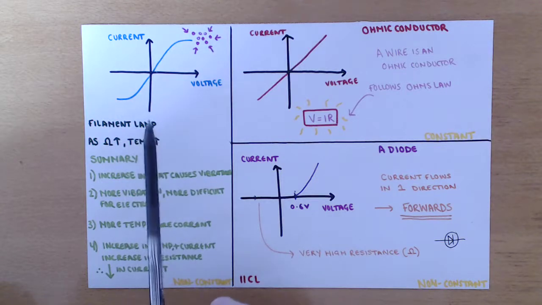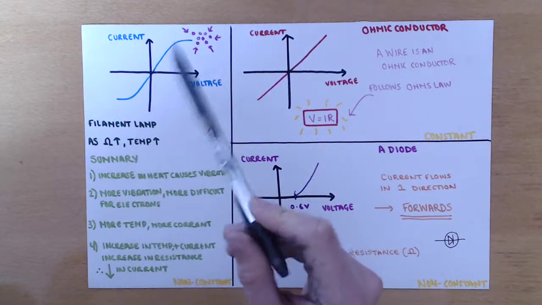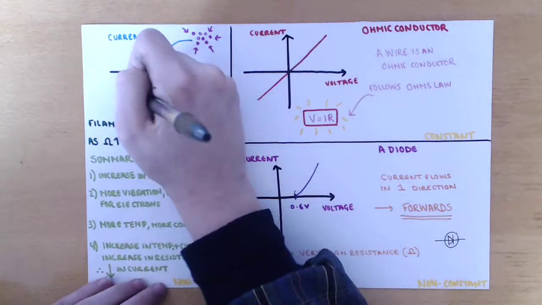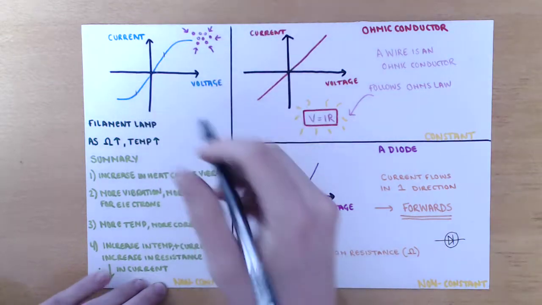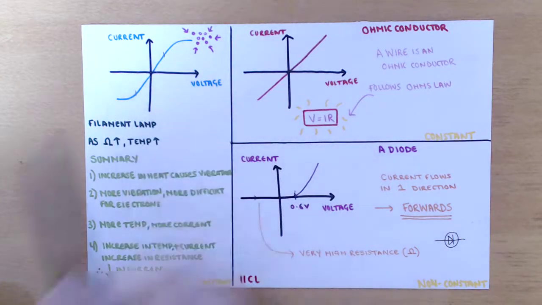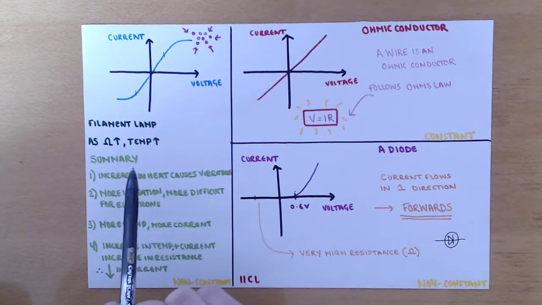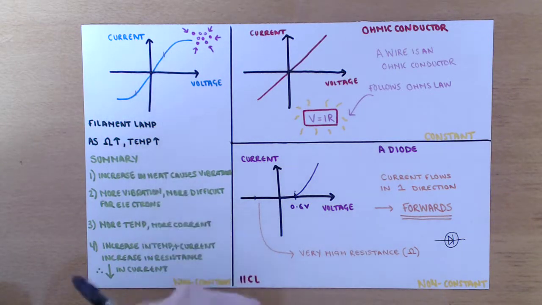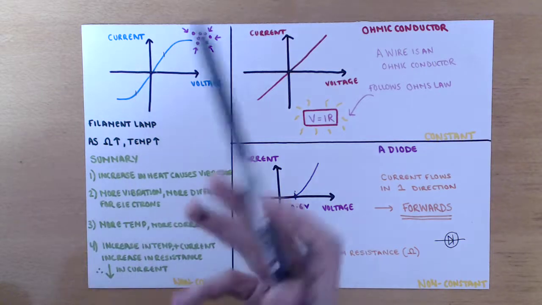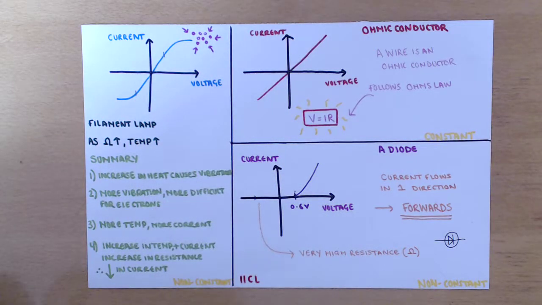Now we're going to look at a filament lamp. A filament lamp sort of follows Ohm's law from this point to this point, but then it kind of tails off. And the reason for this tailing off is because as the temperature increases, the resistance increases too.